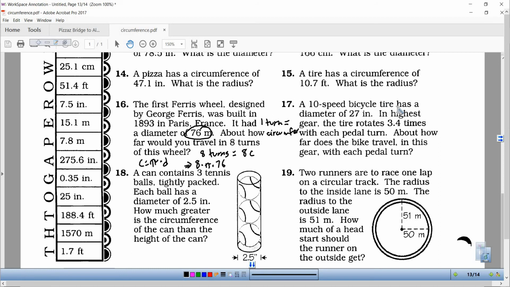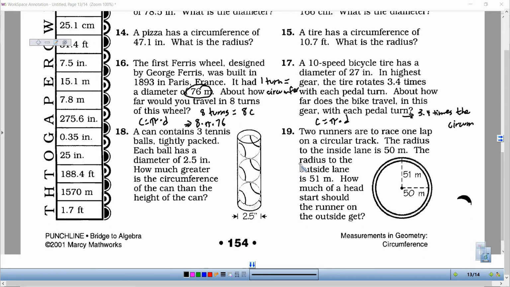17, a 10-speed bicycle tire has a diameter of 26. In the highest gear, the tire rotates 3.4 times per pedal turn. Same idea. How far does it travel? All right, 3.4 times, right? With each pedal turn, 3.4 times the circumference. That's what we need for number 17. And again, circumference is equal to pi times the diameter. All right. Okay, 2 to go.